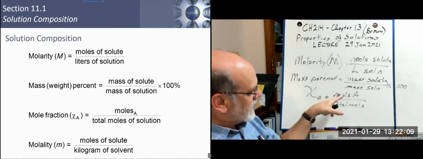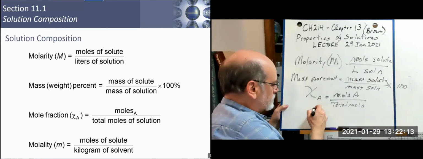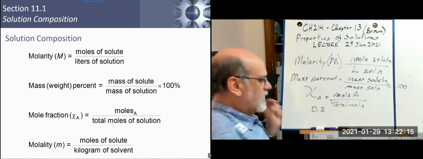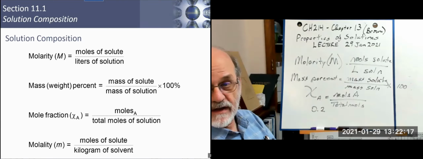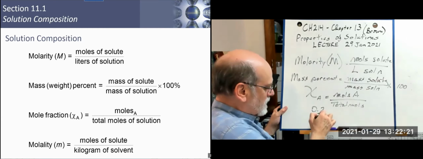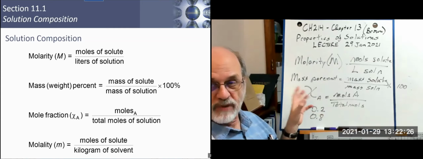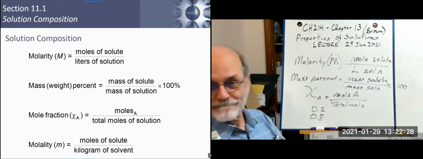So if mole fraction of A is, let's just, for example, say it's 0.2, what's the mole fraction of the solvent? The solvent would be 0.8 mole fraction if those were the only 2 components. Okay?